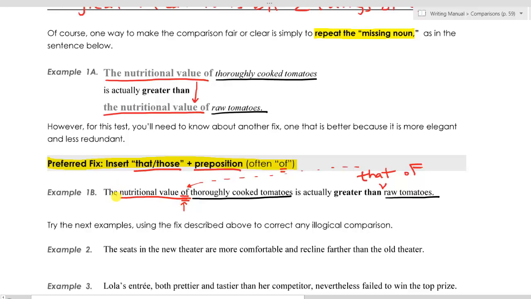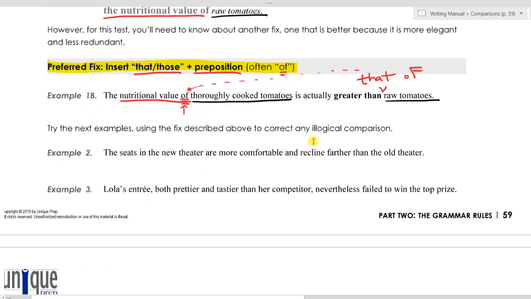So the whole sentence would be, the nutritional value of thoroughly cooked tomatoes is actually greater than that, the nutritional value, of raw tomatoes. This fix is preferred because it's a little bit less redundant, it's a little bit briefer, it's just a little bit more elegant than this clunky repetition of the noun in the first half of the comparison. So in examples 2 and 3, you're going to do them on your own right now.